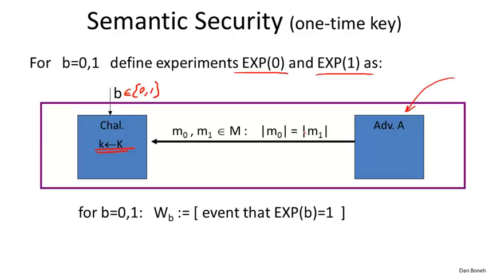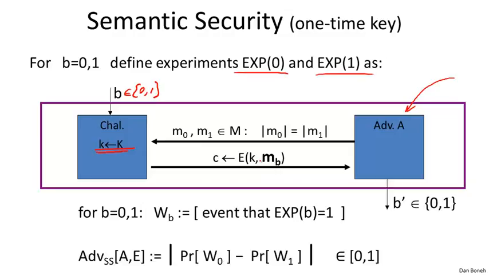And then the challenger will output either the encryption of M0 or the encryption of M1. Okay, so in experiment 0, the challenger will output the encryption of M0. In experiment 1, the challenger will output the encryption of M1. Okay, so that's the difference between the two experiments. And then the adversary is trying to guess whether he was given the encryption of M0 or the encryption of M1. Okay, so here's a little bit of notation. Let's define the event W_B to be the event that in experiment B, the adversary output 1. Okay, so that's just an event. In experiment 0, W0 means that the adversary output 1. In experiment 1, W1 means the adversary output 1.